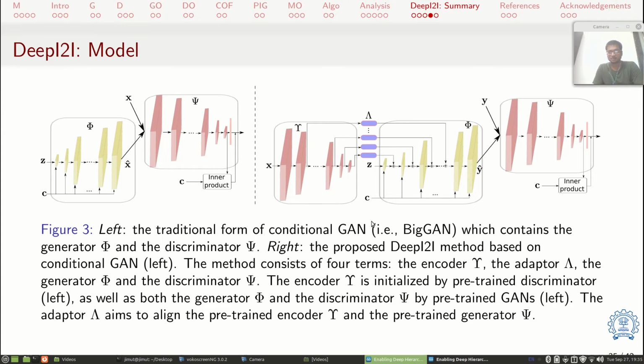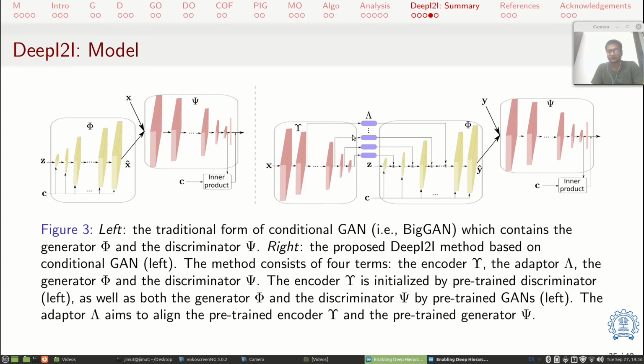So this is the architecture of their network. The left one is the conditional GAN, and they are basing their network on the BigGAN architecture, which contains the generator phi and the discriminator psi. Their method consists of 4 terms, that is the encoder part, the adapter part, the generator part, and the discriminator part. What this adapter network does is it takes features from several of these layers in the encoder, and it seamlessly integrates them into the decoder for getting semantically and logically correct images.